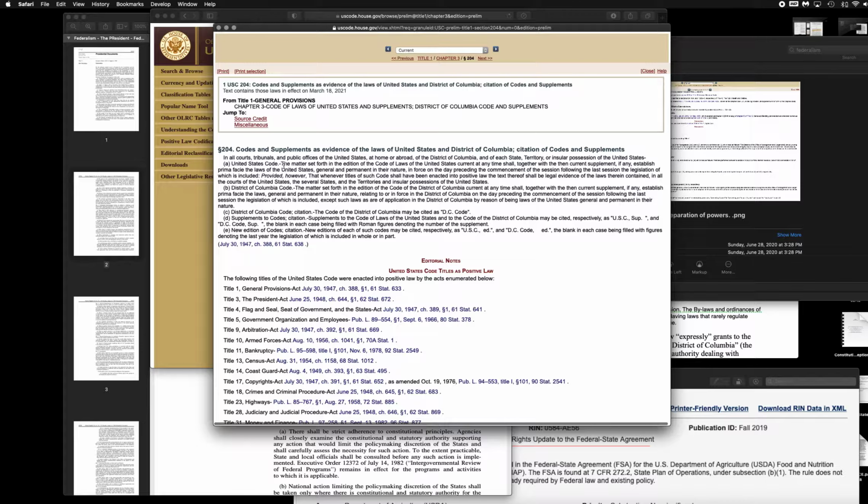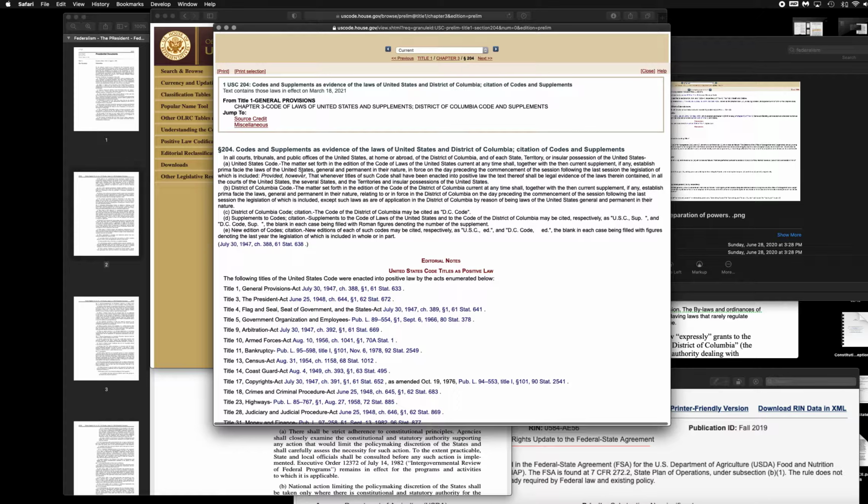204A United States Code. You can go back and read this, but the important part is where it says, provided, however, that whenever titles of such code shall have been enacted into positive law, the text thereof shall be legal evidence. Okay, that means a statute. That means for legal persons. Persons are anything created by man that's not man. Of the laws therein contained, in all the courts of the United States, the several states, and the territories and insular possessions of the United States.